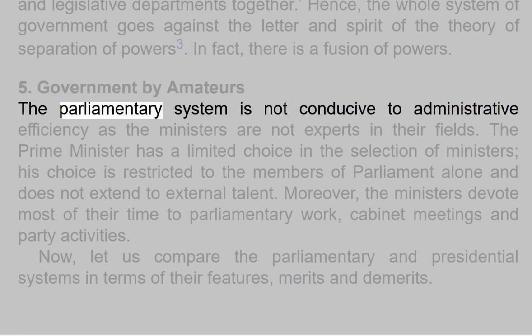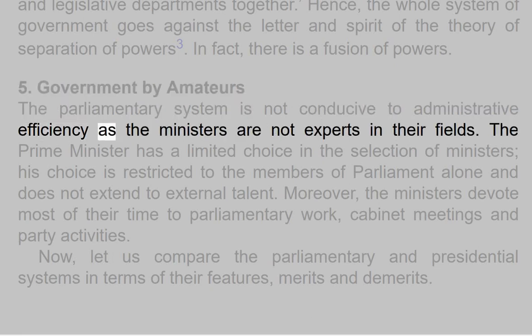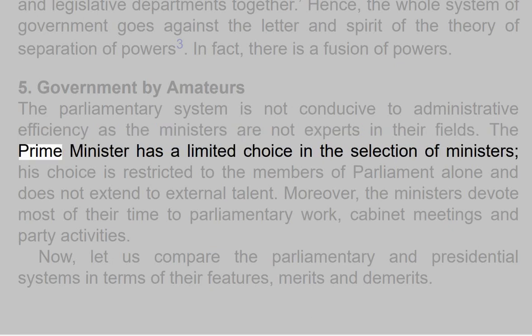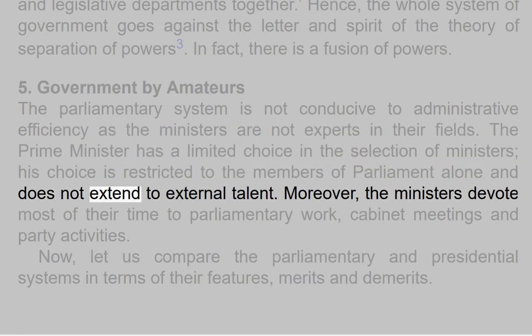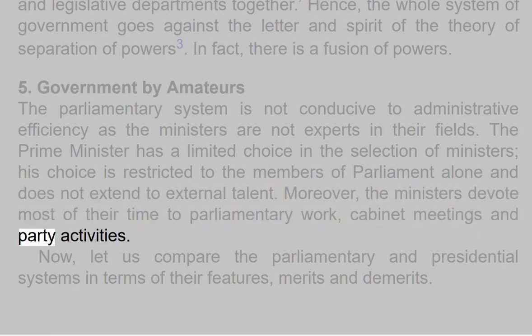5. Government by amateurs. The parliamentary system is not conducive to administrative efficiency, as the ministers are not experts in their fields. The Prime Minister has a limited choice in the selection of ministers. His choice is restricted to the members of Parliament alone and does not extend to external talent. Moreover, the ministers devote most of their time to parliamentary work, cabinet meetings and party activities.